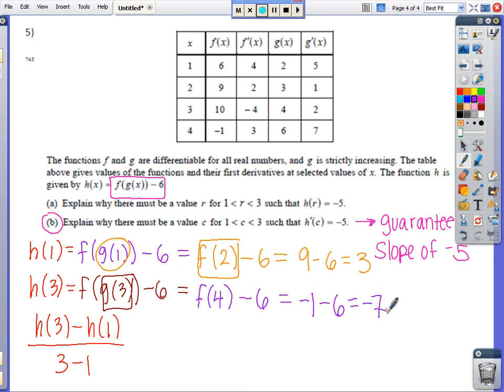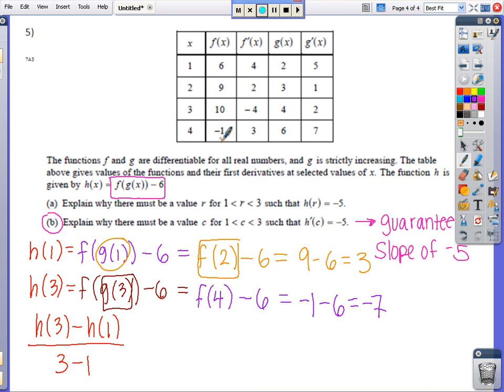And so I feel that I have made a mistake. Let's see. G of 1 is 2. F of 2 is 9 minus 6. G of 3 is 4. And then f of 4 is negative 1, which gives us negative 7. All right. I have not made a mistake.